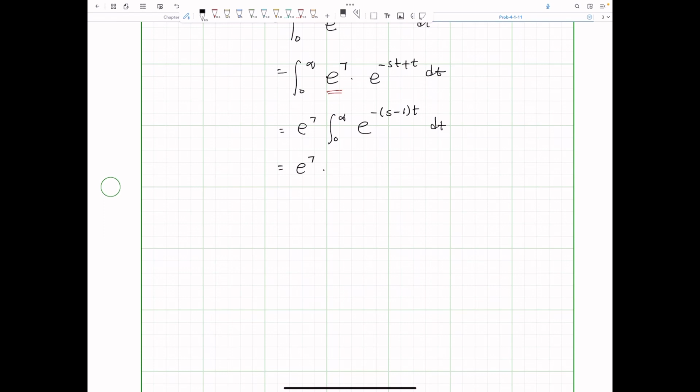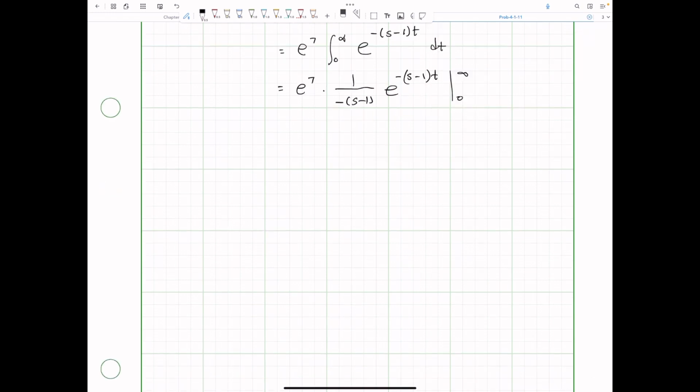Now if we take the integral of this, 1 over negative s minus 1, e to the negative s minus 1 times t, and it's going from 0 to infinity. Let's add this time interval into the equation. We have 1 over negative s minus 1, and e to the negative s minus 1 times infinity, minus e to the negative s minus 1 times 0, equals e to the power of 7 over negative s minus 1.